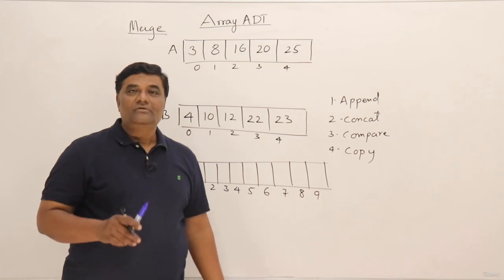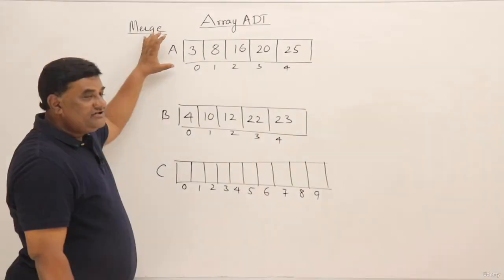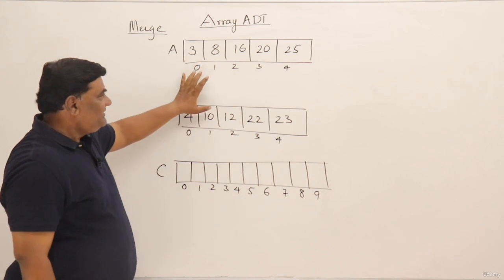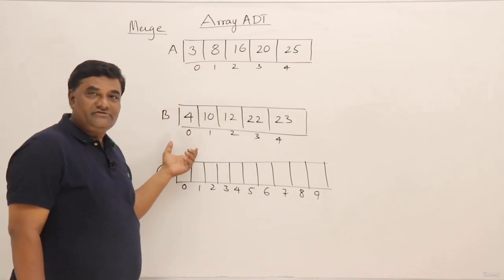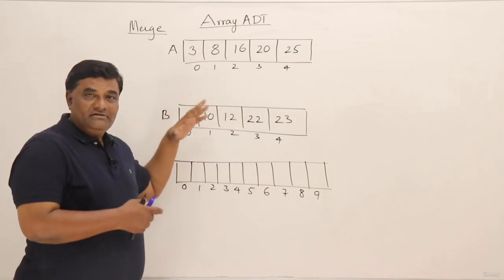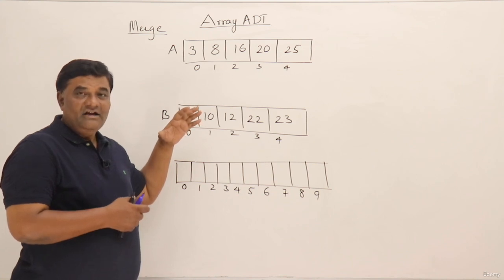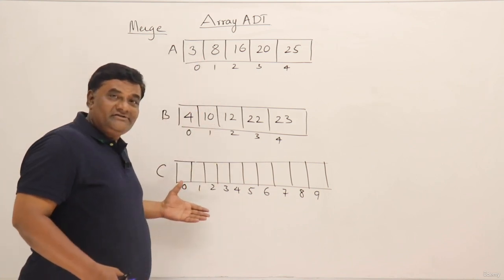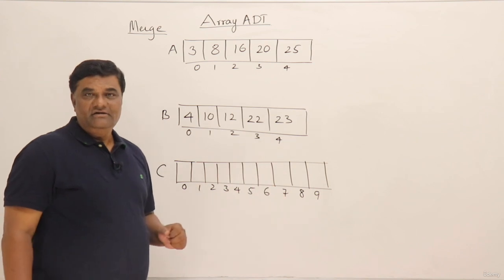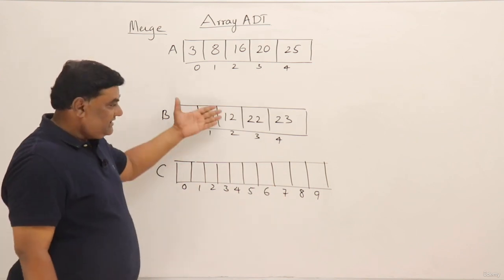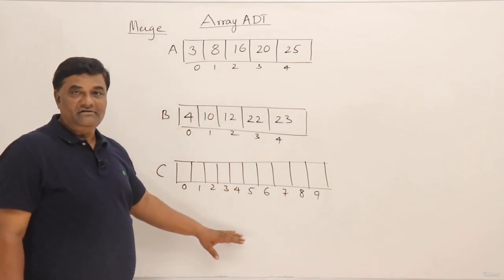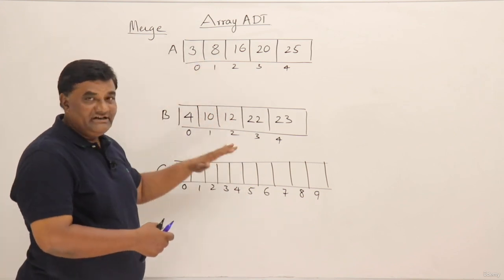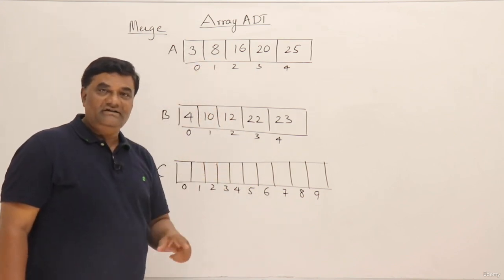Now let us see what merging is. Merging can be done only on sorted lists. So the first array is sorted and the second array is also sorted. We have to combine these two arrays and get a single sorted array. And for merging, we definitely need a third array. We cannot combine and store only in A or only in B. We need one more array, let us say C.